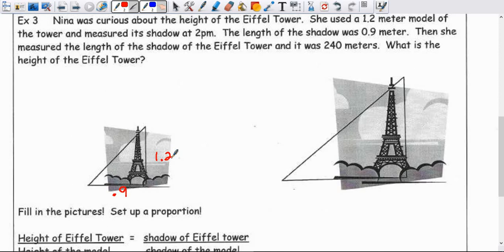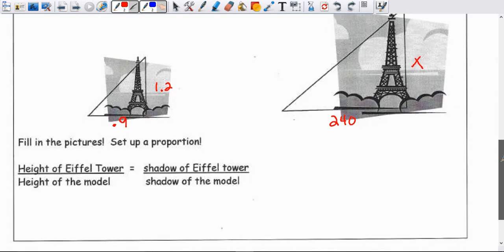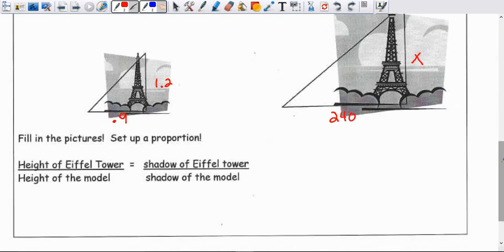The next thing is we know the shadow of the Eiffel Tower was 240 meters, and they want us to solve for x. Now, what they're assuming is that you know that whenever we measure something with its height, it makes a 90-degree angle with the ground. So we know we have two angles that are congruent, right? And then if the sun's reflecting off of something and it hits the ground, then these two angles have to be the exact same. So now we know that these are similar by angle-angle similarity, and we can use the proportion that it gives us below.